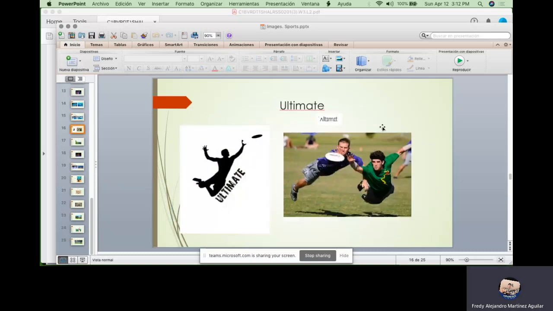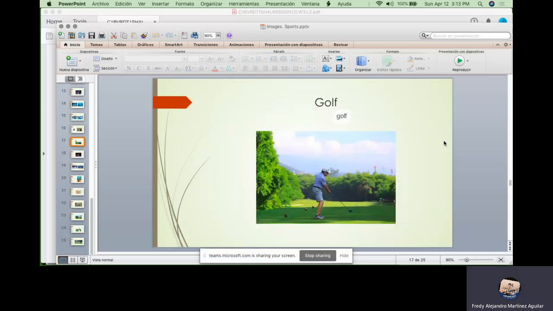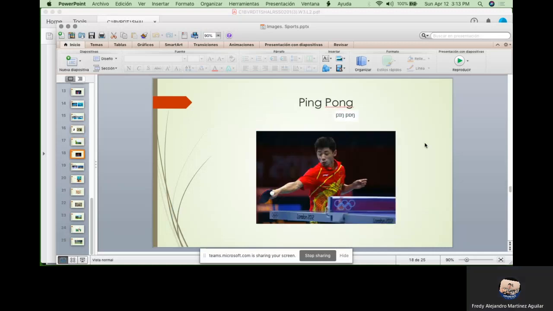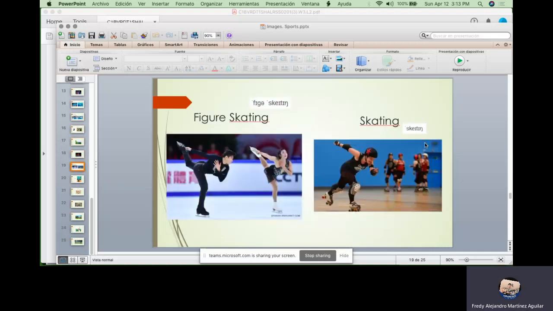The ultimate, that is with the frisbee and disco. That is between two teams. It's something similar to soccer, but it's with a disco. Yes, we have the golf, the ping pong, the figure skating, and the skating.